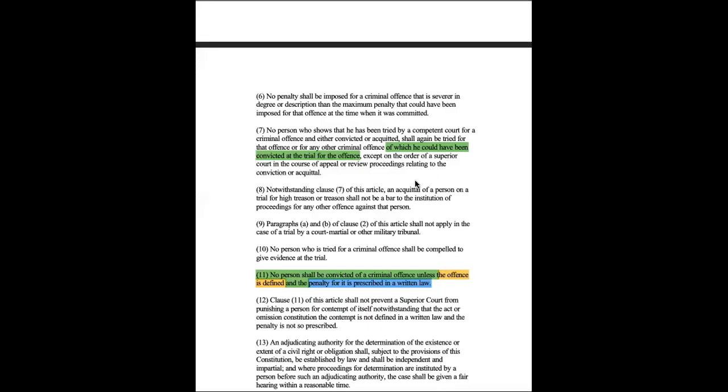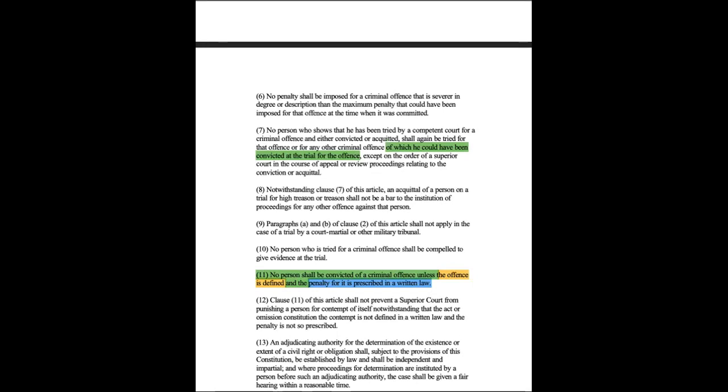Article 19, Clause 7 says as follows, and you can see it on the screen. It says, no person who shows that he has been tried by a court for a criminal offense and either acquitted or convicted shall again be tried for that offense or for any other criminal offense of which he could have been convicted at the trial for the offense, except on the order of a superior court in the course of an appeal or review proceedings relating to the conviction or acquittal. So this is what the double jeopardy rule says.